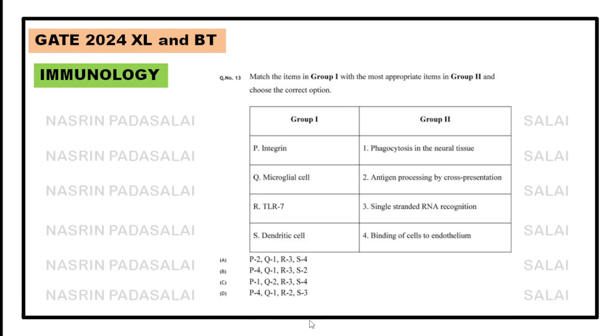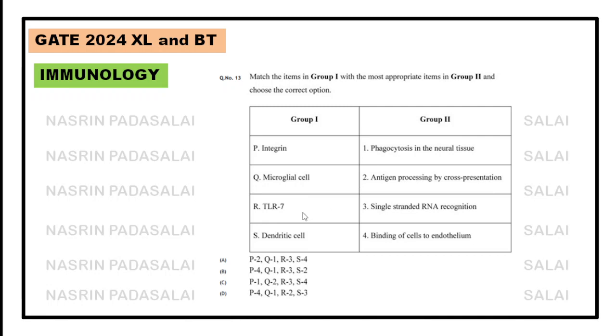Next is again a match the following type of question. So yeah, integrin. Integrins are involved in binding of cells to endothelium. So integrins help the cells to bind to endothelium. Okay. Next is microglial cell. They are phagocytic cells present in the neural tissue.